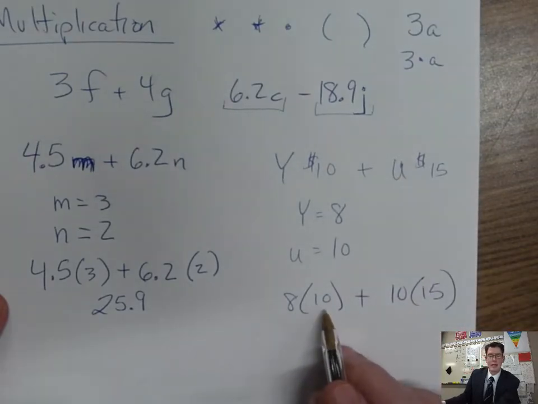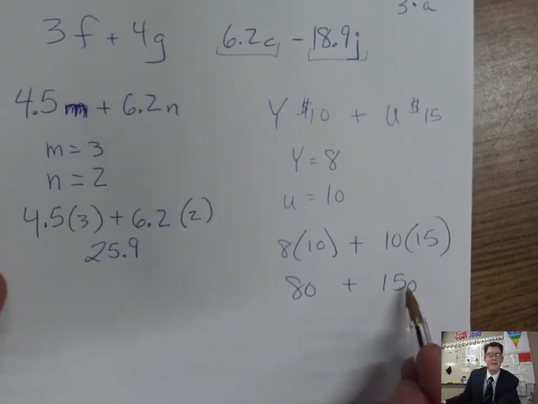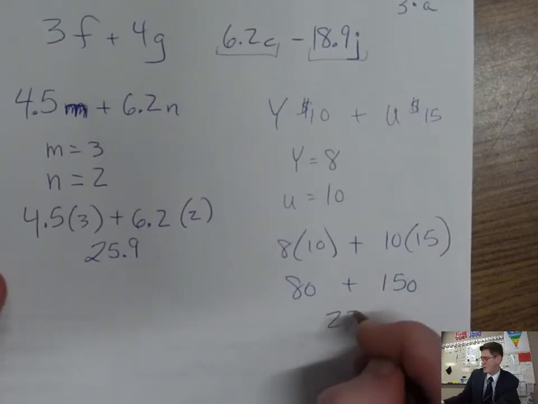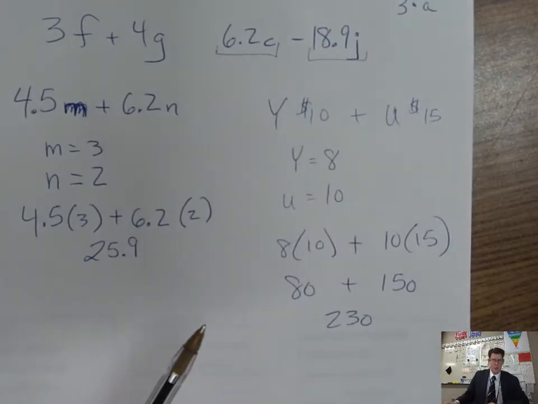Well then, 8 times 10 is 80, and I add to that, your calculator can work this out, but I just know that 10 times 15 is 150. And then you can add those together to get, I've got $230 worth of college apparel.